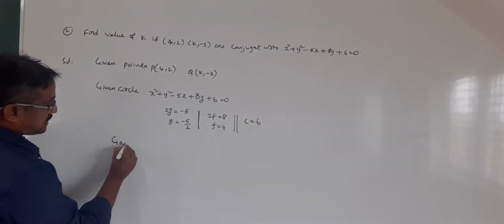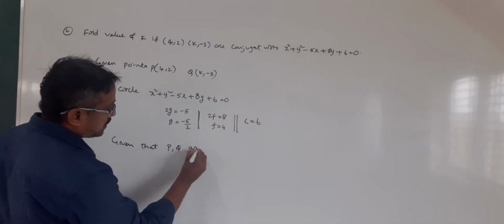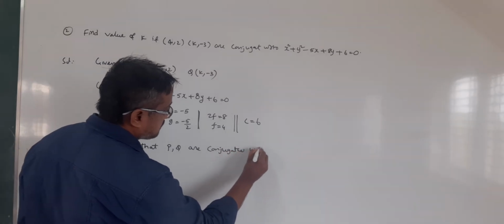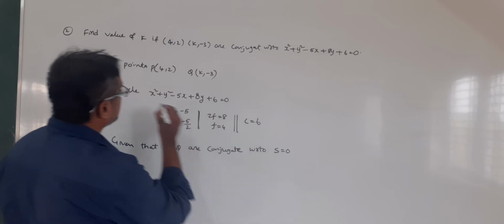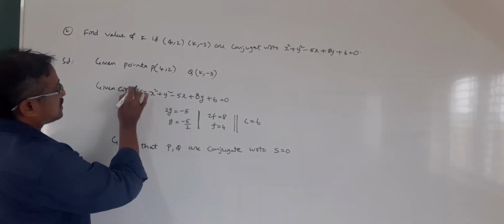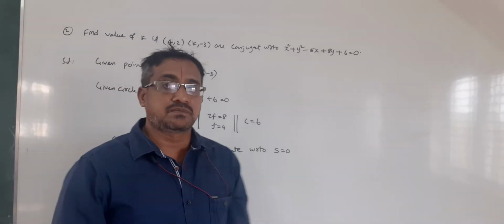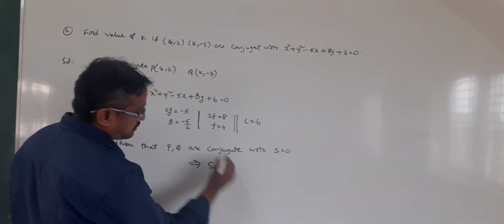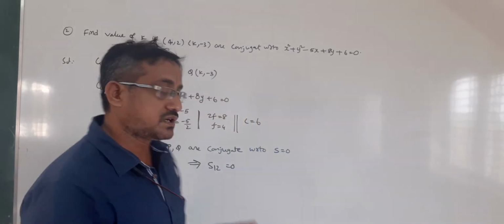Now it is given that P and Q are conjugate with respect to S = 0, that is the given circle. So they are conjugate with respect to the circle. That means S12 = 0. Here you need to take that condition S12 = 0.